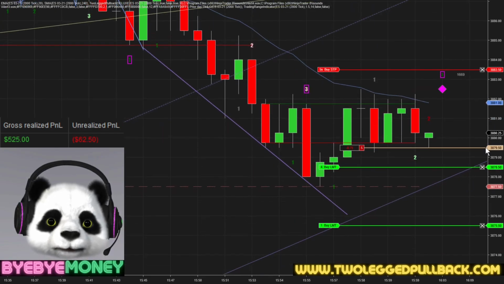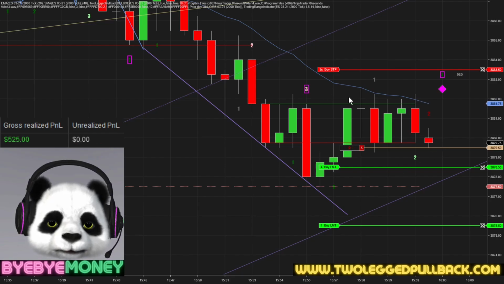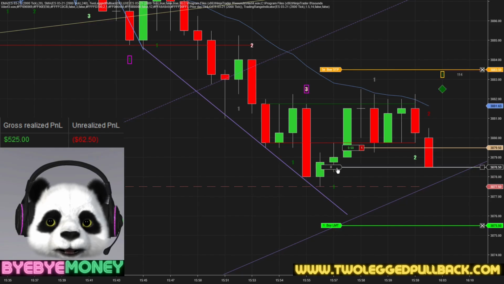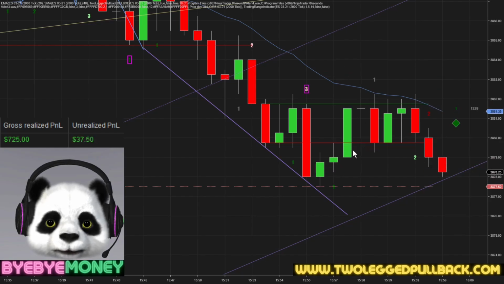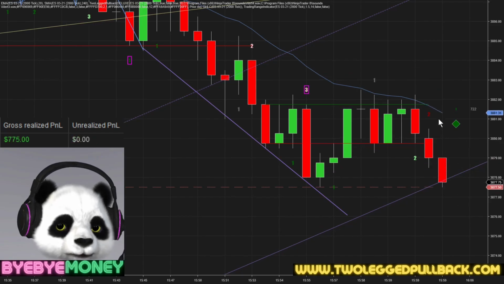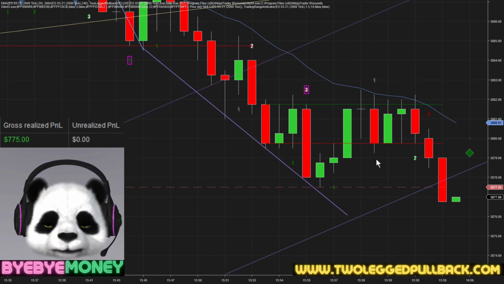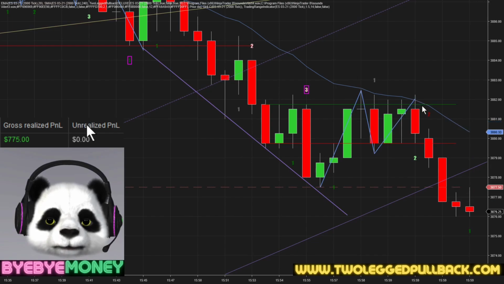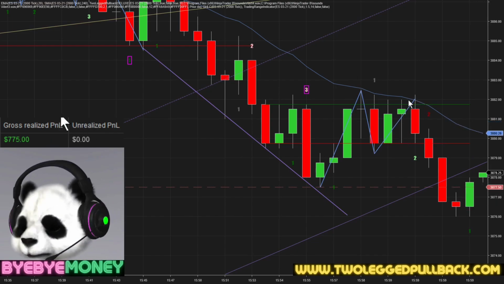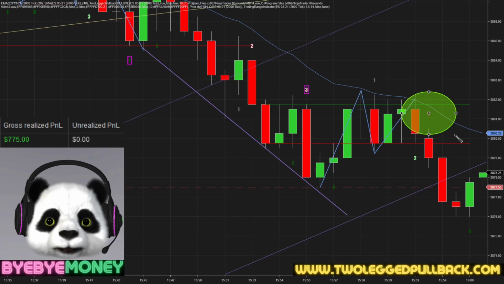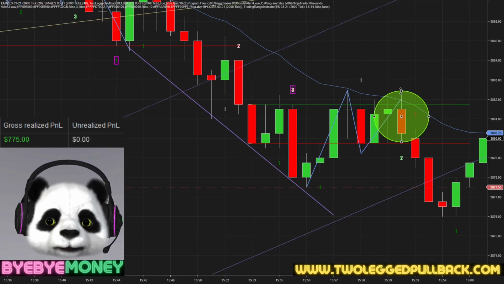Okay, I'm in. Two-legged pullback. I don't think this is going to make more than a point. Oh, okay, there we go. Woo! So that was a two-legged pullback right there. Again, because it's not bar by bar, I don't have time to draw this two-legged pullback out and show you this in real time. So that's one of the benefits of bar by bar. I have time to do these for you. But here it is, two-legged pullback.